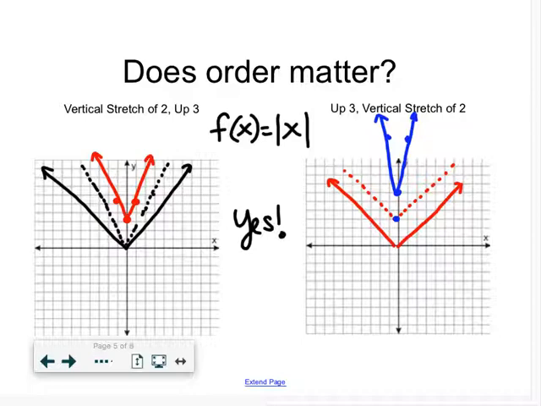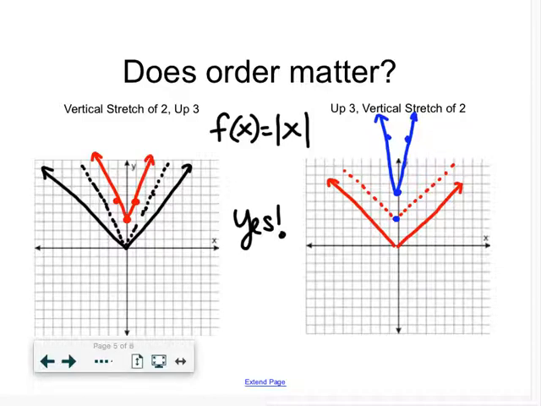Okay, so on a side note, if you're doing two transformations that affect the same direction of the graph, then order matters. So in this one, I'm going up and I'm stretching it vertically. Those things both happen to y, so order matters. If I were to stretch vertically and move left or right, order wouldn't matter.